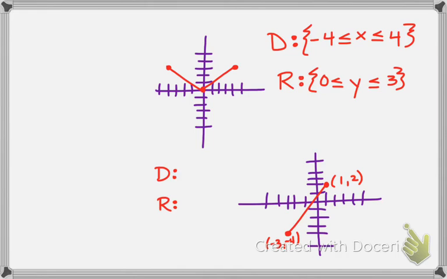Farthest left x is negative 3. Farthest right x is 1. Good. Bottom y is negative 4. Top y is 2. Good. Okay, now you're ready for this.